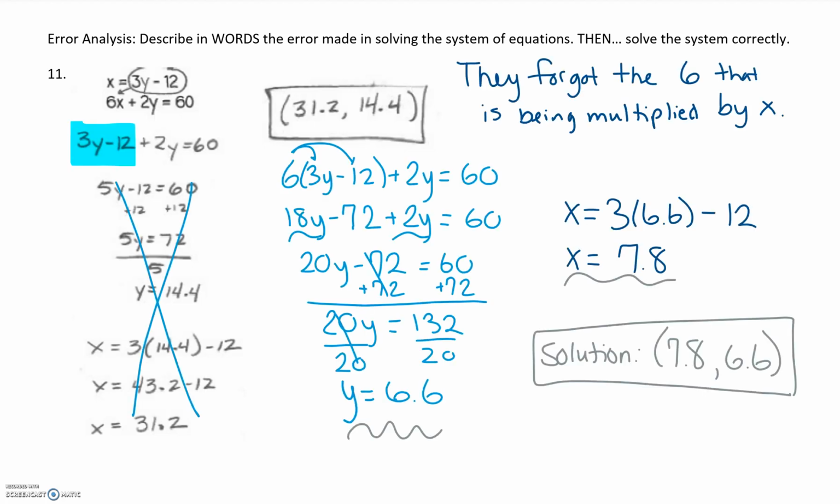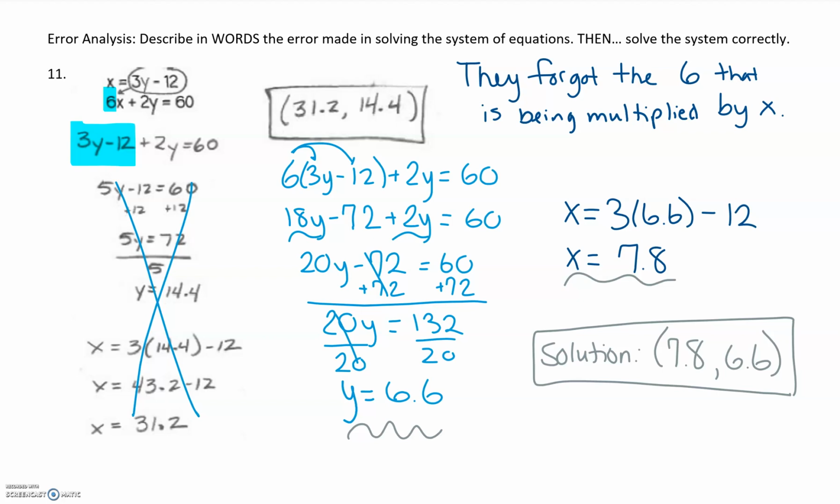Okay, hopefully you recognized the highlighted part right there is where the mistake was made. They forgot to multiply by 6. So they forgot to put this multiple right here of 6 in the next step down. So that's what I wrote. Then in the light blue is where I first corrected the mistake. So the y should come out to be 6.6.